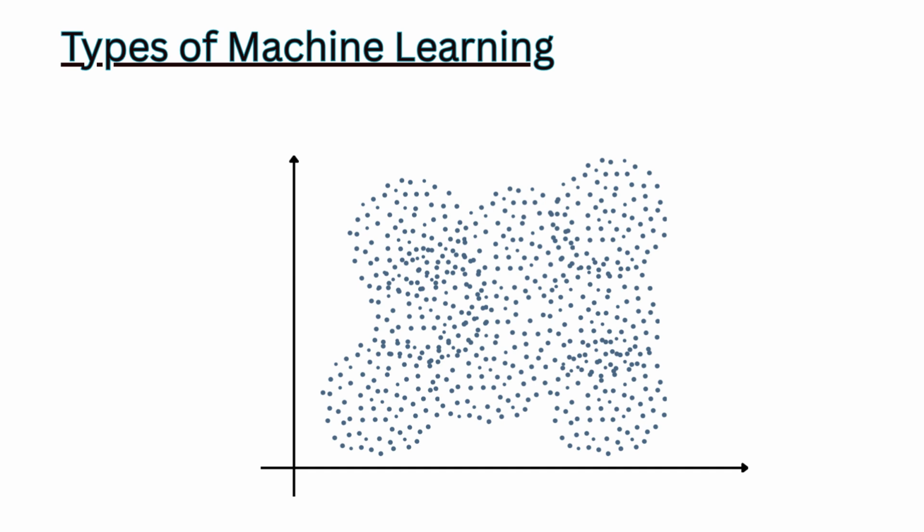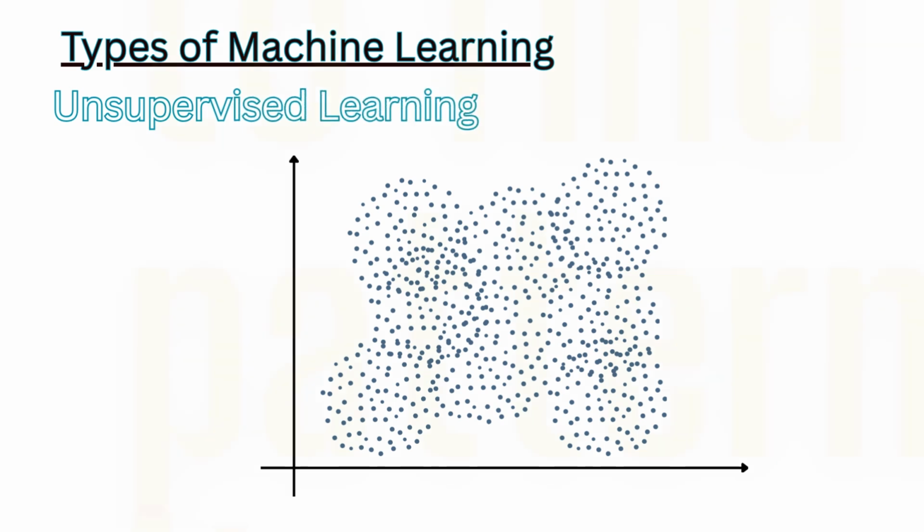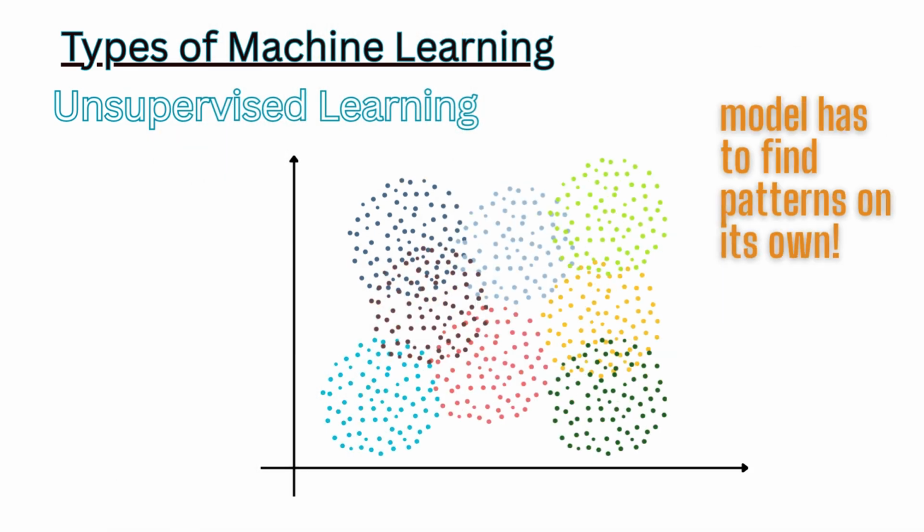Now imagine you have a lot of data, but no labels. You don't know the correct answers, and you just want to explore the structure of the data. That's where unsupervised learning comes in. The model has to find patterns on its own, without being told what to look for.